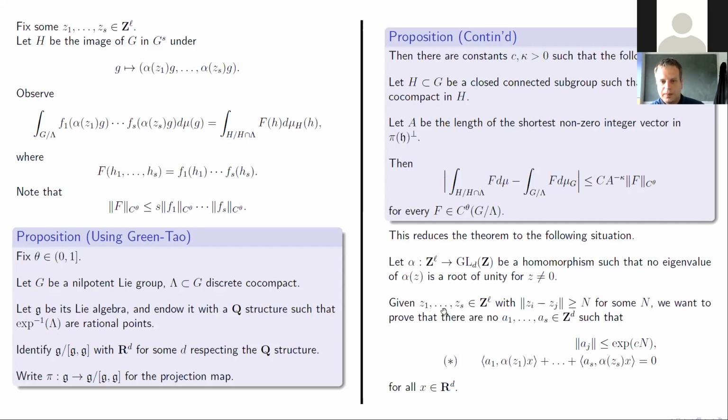Then, if we look at some z_1 up to z_s in the acting group such that they are far from each other, further from each other than capital N, then we want to show that there are no integer vectors such that their length is bounded by exponential in n with a small constant c, and such that this is orthogonal to this twisted embedding of R to the D. So what does that mean? It means that you have this equation.